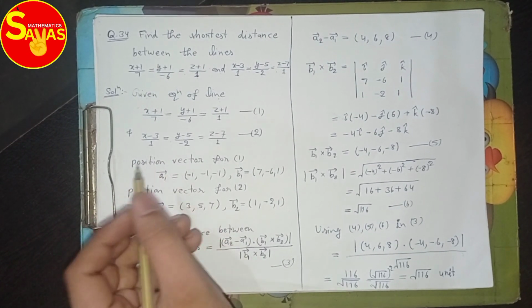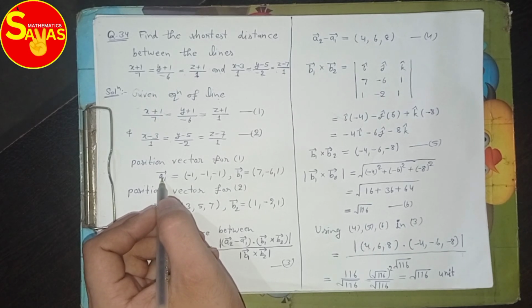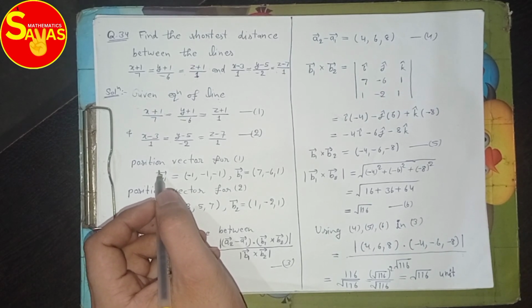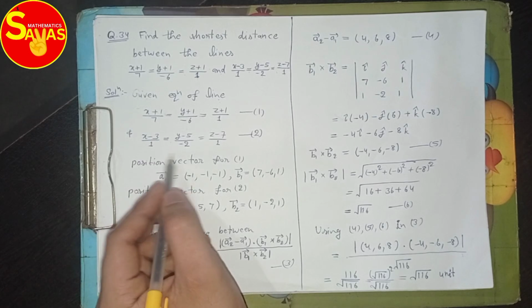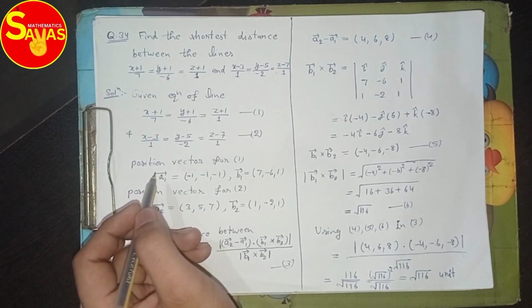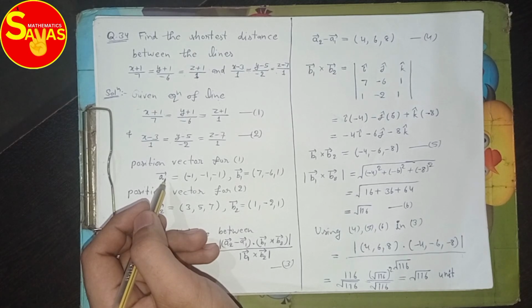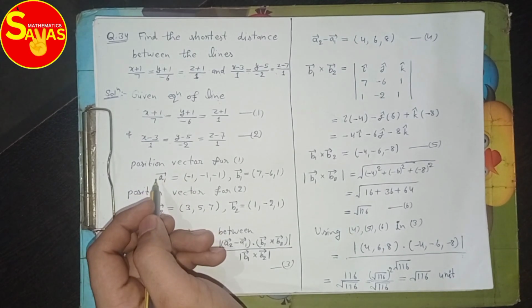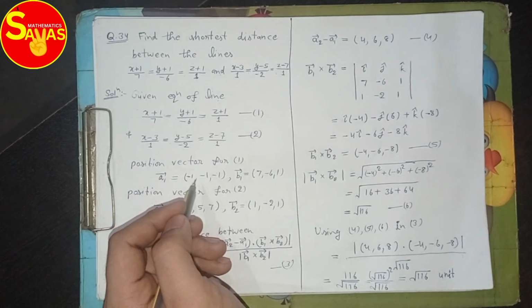If you are confused about finding the position vector and direction vector, you can write the general equation of line here. By comparing these equations, find the position vector and direction vector. Here I have written the position vectors directly.